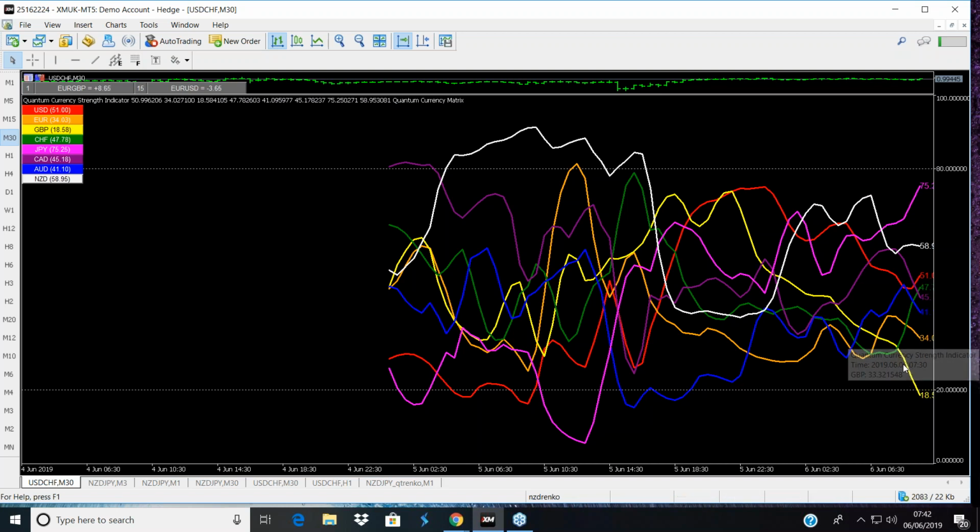Now what we can see here very dramatically is this yellow line. This is the British pound, and it is being sold very heavily. So I suppose on first look you would say, well, okay, let's go and scope out the pound yen.